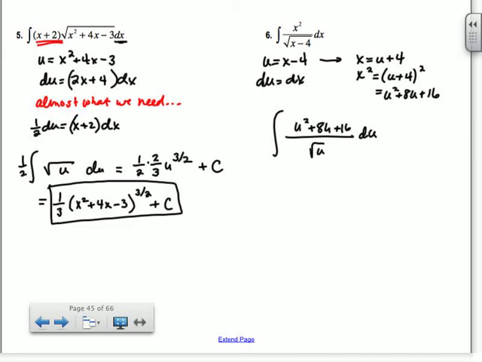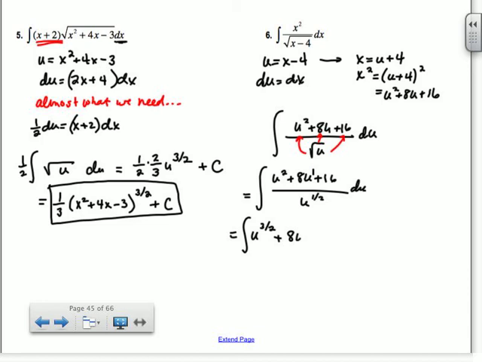So when we integrate, we have 1/2 and the du, replace the x plus 2 and the dx, and then we have the square root of u. So we get 1/2. Square root of u is u to the 1/2, so we get u to the 3/2 with the 2/3 out front, plus c. So it's 1/3 x squared plus 4x minus 3 to the 3/2 plus c. And that's it. Box it.